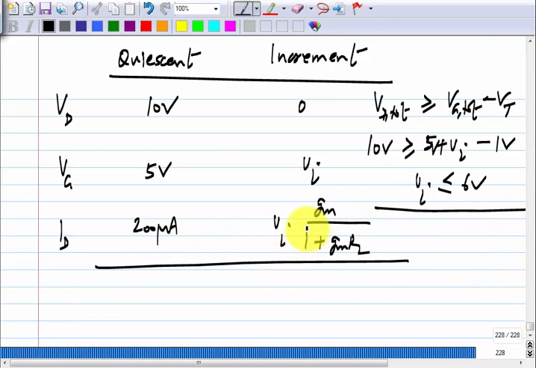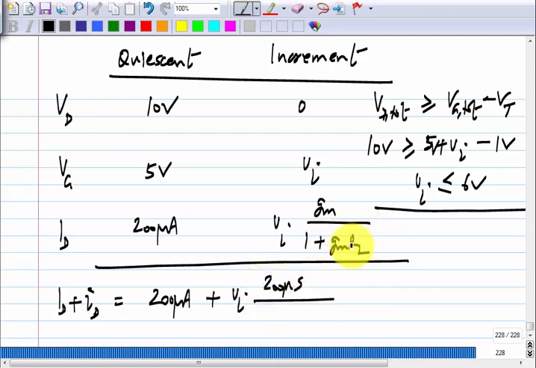Then the other limit, Id plus Id, which is 200 microamperes plus Vi times GM, which is 200 microsiemens, divided by 1 plus GMRL. How much is GMRL? In this case, 15. So, the denominator is 16. Now, some of you may have approximated GMRL to be much more than 1 and neglected it, in which case you will get 15 here. Okay. That is okay.